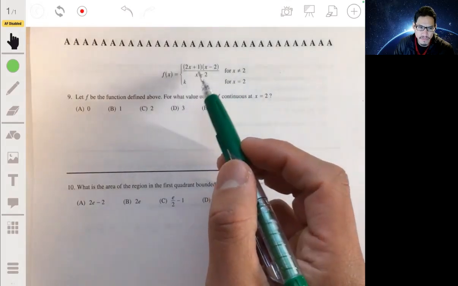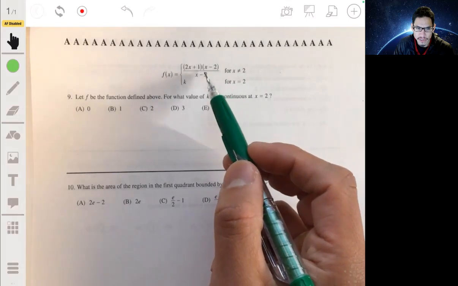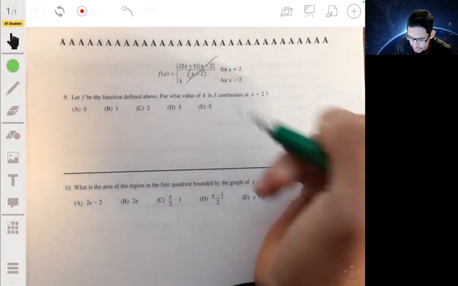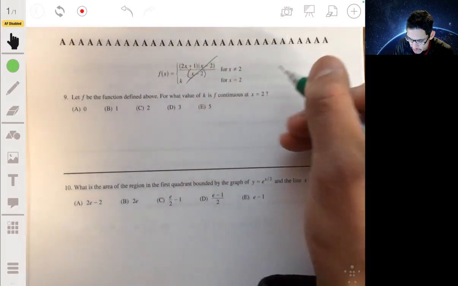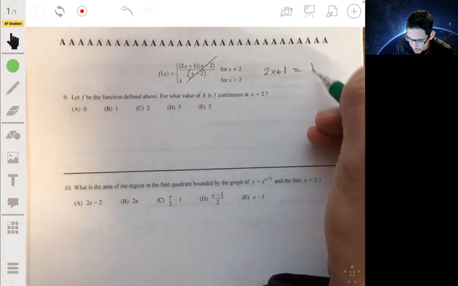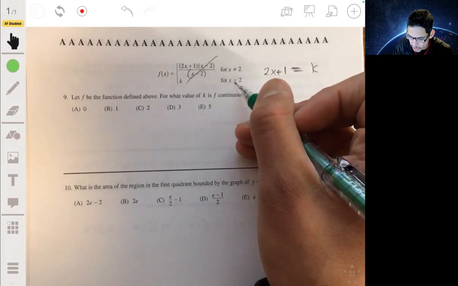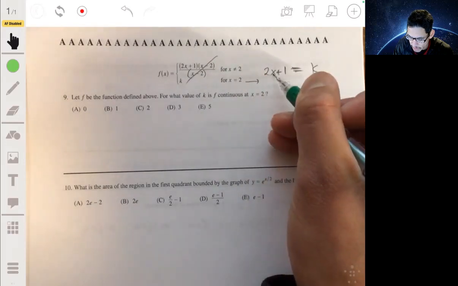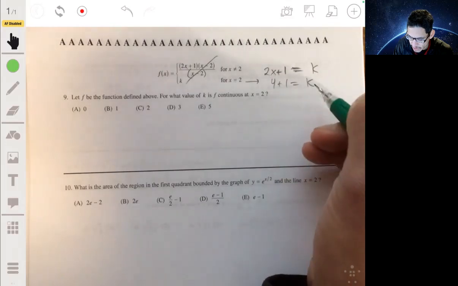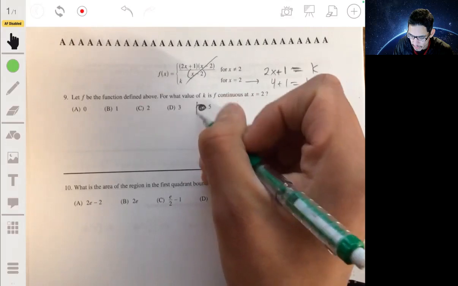Now, if it's in this form right here, it'll be undefined when you plug in 2 because you're going to be dividing by 0. So what you can do is factor that out. And essentially, you'll just have 2x plus 1 left, and we'll set that equal to k. And we really just want it to be equal to k when x is 2. When x is 2, we just plug 2 into here. So you just get 4 plus 1 is k. So then k is just 5. And so our answer is just E.